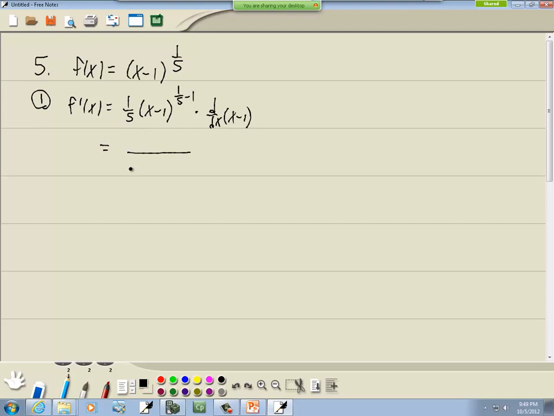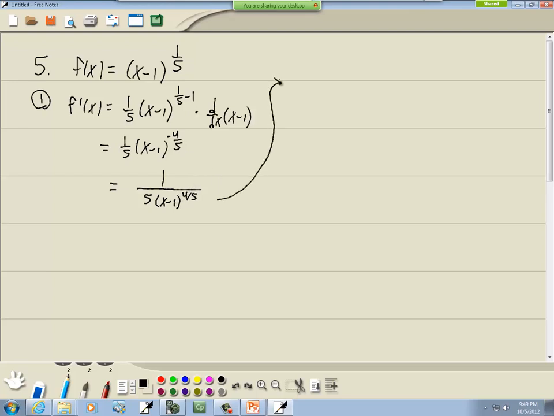Well, actually, let me jump ahead. That gives us 1/5. X minus 1, and 1/5 minus 1 gives us negative 4/5. And the derivative of x minus 1 is just 1, so it drops away. So now, I put 1 here, put 5, and then I put x minus 1 to the positive 4/5. Remember, if you have a negative exponent, you take it the opposite where it's at, and the sign of the exponent changes.